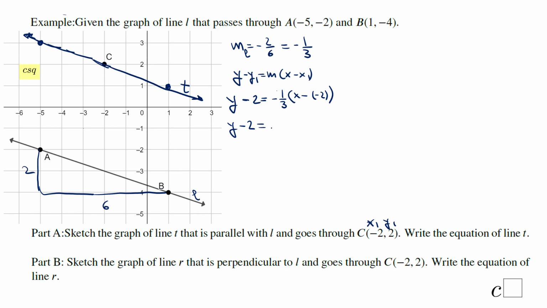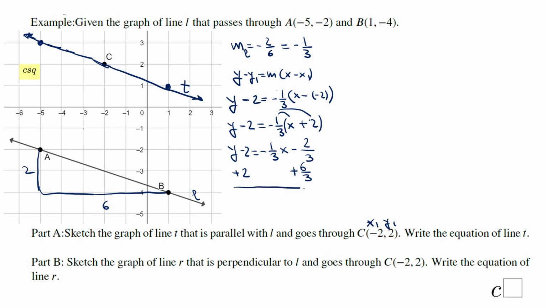So y minus 2 equals negative 1 over 3 times x plus 2. Let me put a parenthesis. We're going to use the distributive property. And then negative 1/3 times 2, negative 2/3. We have to do one more thing. We're gonna add 2 here. Now, I'm gonna add 2 here, but in a different way. 6 over 3 is that 2. I like this 6 over 3 because then we have the same denominator.